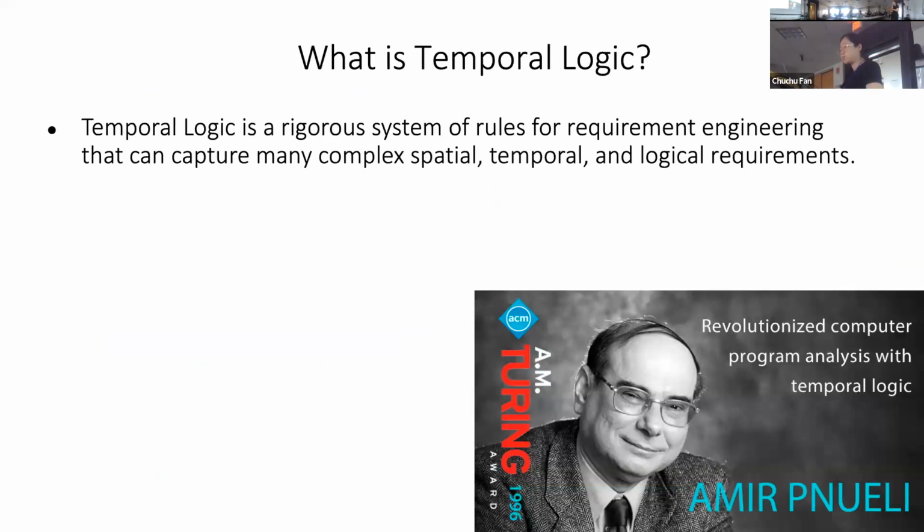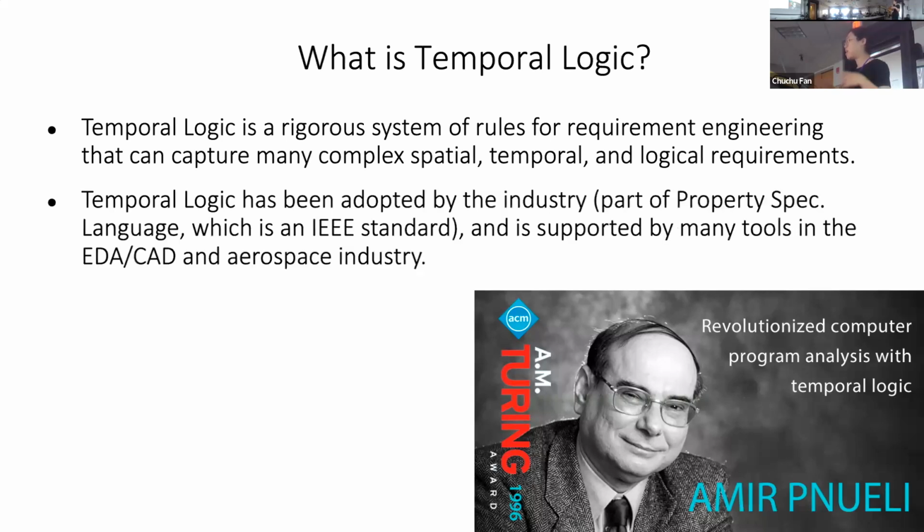Temporal logic is a rigorous system of rules for requirement engineering, or sometimes people call it specification engineering. It can capture many complex requirements, like spatial, temporal, and logical constraints. It's definitely not something that we brought up. It's been there for more than 4 or 5 decades, and it's part of the IEEE standard in many domains like electronics or aerospace. The father of temporal logic actually won the Turing Award back in 1996 because temporal logic has enabled a lot of specification engineering in the EDA domain.